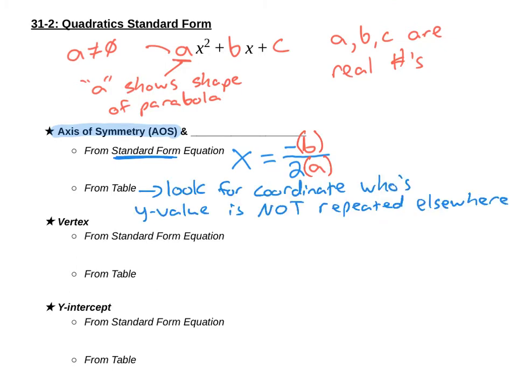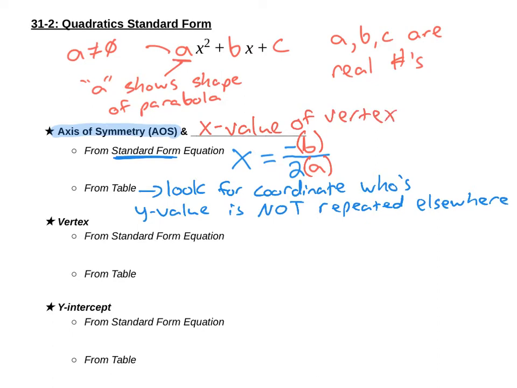Now, when we use that equation, or we find the symmetry in the table, we're actually looking at the what value of the vertex? The x value. So add this up here. You're not only finding the symmetry, you're actually finding the x value of the vertex too.